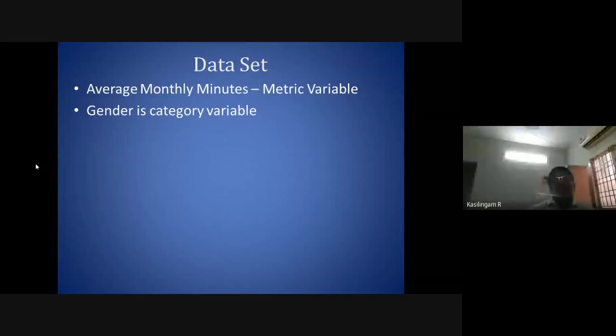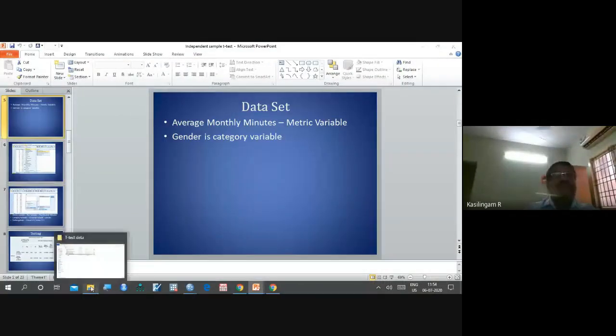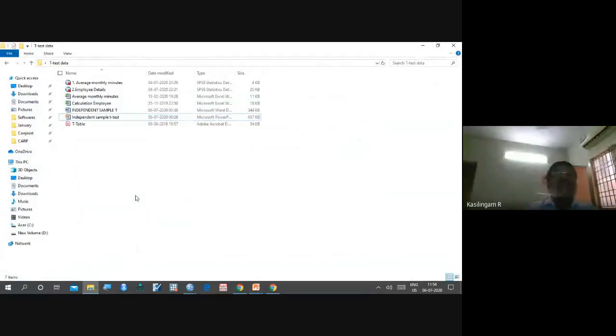Now we are going to take a data set, which is average monthly minutes. One variable is average monthly minutes, which is a metric variable: how much time you talk on the cell phone. Gender is a categorical variable. That is what we are going to use. Now let me go to the data set.